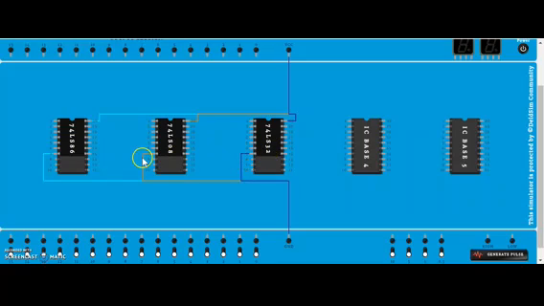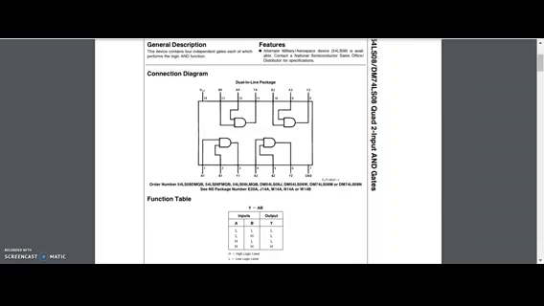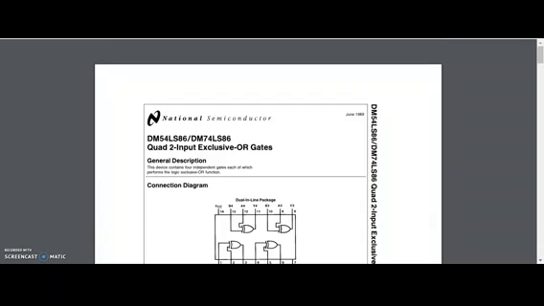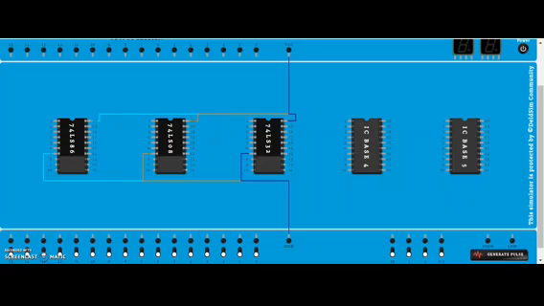So I have placed 7486 for XOR, 7408 for AND and 7432 for OR gate. Okay, and at the same time I have made their ground connection, 7 pin to ground, and their VCC connection, the 14th pin to VCC. Now we will make their connections. I have also opened the data sheet for OR gate, AND gate, and the XOR gate. So whenever we need those, we will make use of those data sheets.